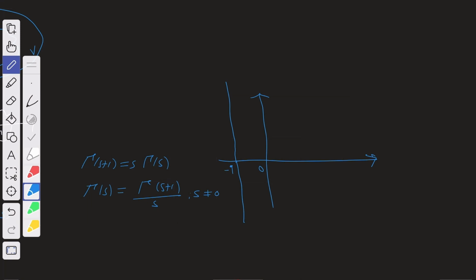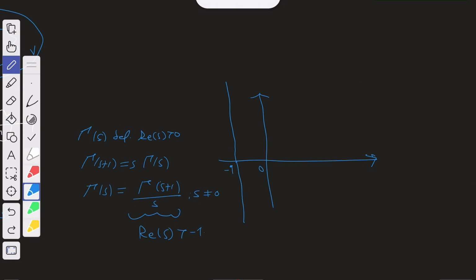So now we have that the gamma function is defined for the real part of s strictly bigger than 0. So this right hand side is defined for the real part of s strictly bigger than -1, except for the problem at s equals 0.